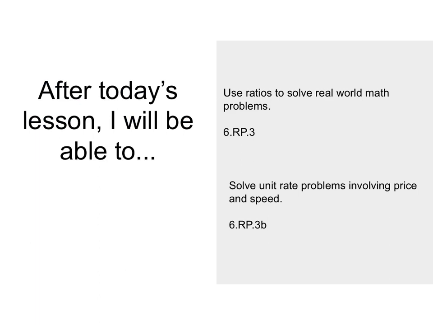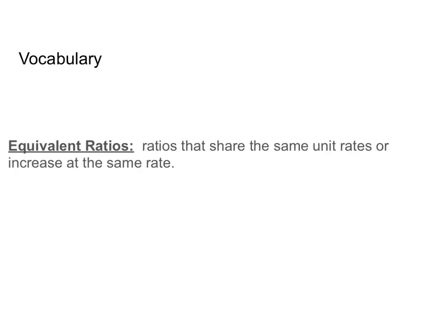Okay, so after today's lesson, you're going to be able to use ratios to solve real-world math problems and solve unit rate problems involving price and speed. Now remember, unit rate is when you have a number on the denominator that is 1. So it's just 1 unit. So it's like miles per hour or miles per 1 hour. Okay, miles per gallon, right? Price per pound.